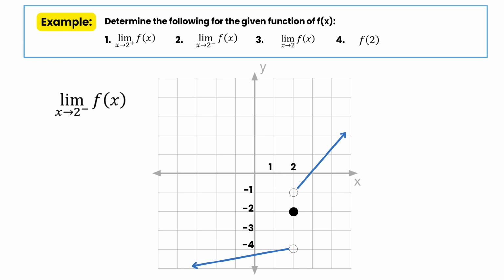In this question, we can also see it's a one-sided limit because there's that little minus sign next to the limit approach. The minus means we're moving along the graph from left to right, heading towards 2 on the x-axis. As we move from the left to the right, we can see the graph is aiming for a y value of -4. So our answer for this one-sided limit is -4.